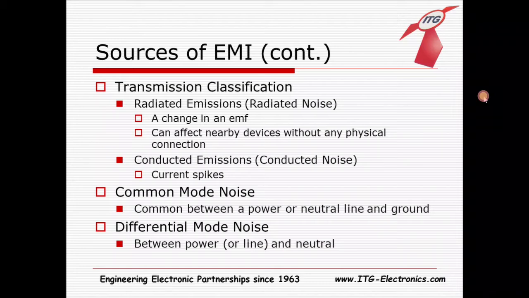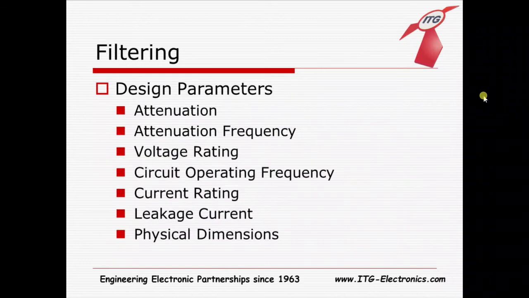So in addition to the transmission classifications of noise, there's two different modal styles of noise as well. One being common mode noise, which means you have the same noise signal on a power line or neutral and on ground. And then a differential mode noise is between a power line or neutral and the other line. So between that line and neutral or neutral and that line, it doesn't really matter which direction it's going in to be classified as differential mode noise as long as it's different on those two lines.